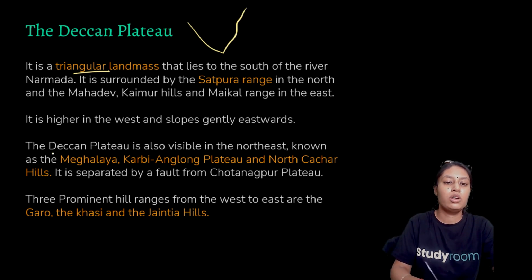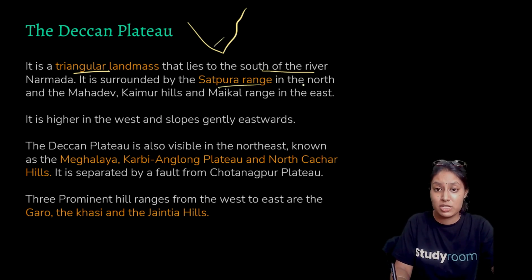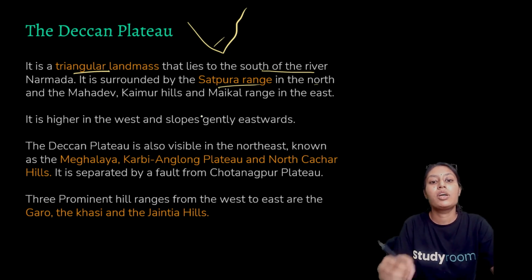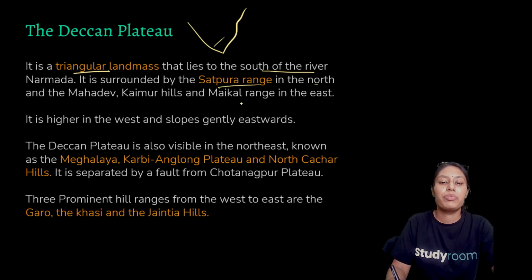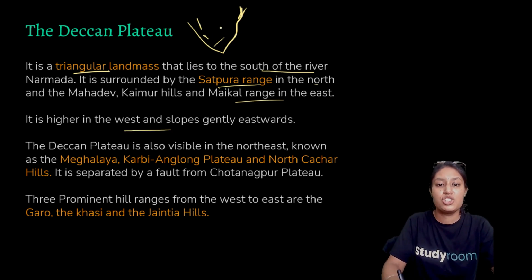It's a triangular landmass that lies to the south of the river Narmada. Okay, on the north side we have river Narmada. It is surrounded by the Satpura Range in the north and the Mahadeo, Kaimur Hills and Maikal Range in the east. So these are the names of different hills it is surrounded by. It is higher in the west and slopes gently eastward, so it's like this. Okay, so it has this kind of physical feature here.